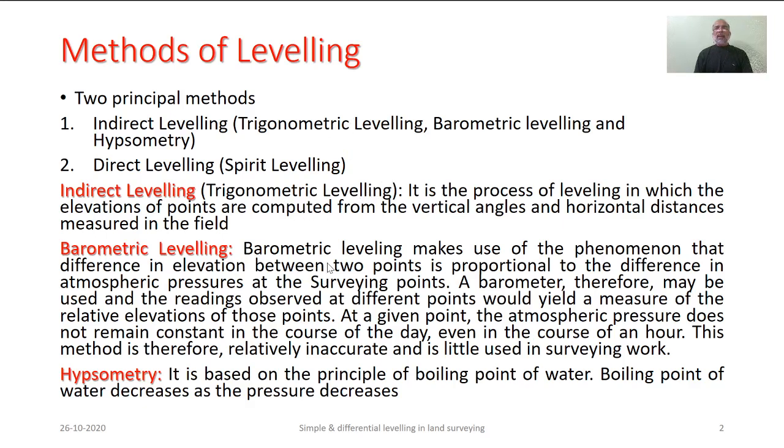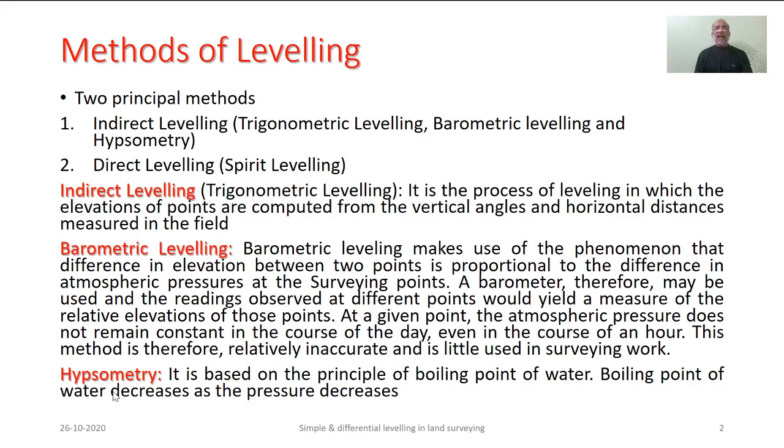Barometric leveling is another branch, which makes use of the phenomenon that the difference in elevation between two points is proportional to the difference in atmospheric pressures at those points. Therefore, a barometer can be used to read the pressure at different points to know the relative elevations of these points. But at a given point, the atmospheric pressure does not remain constant in the course of the day, or even the course of an hour. Hence, this method is quite inaccurate.